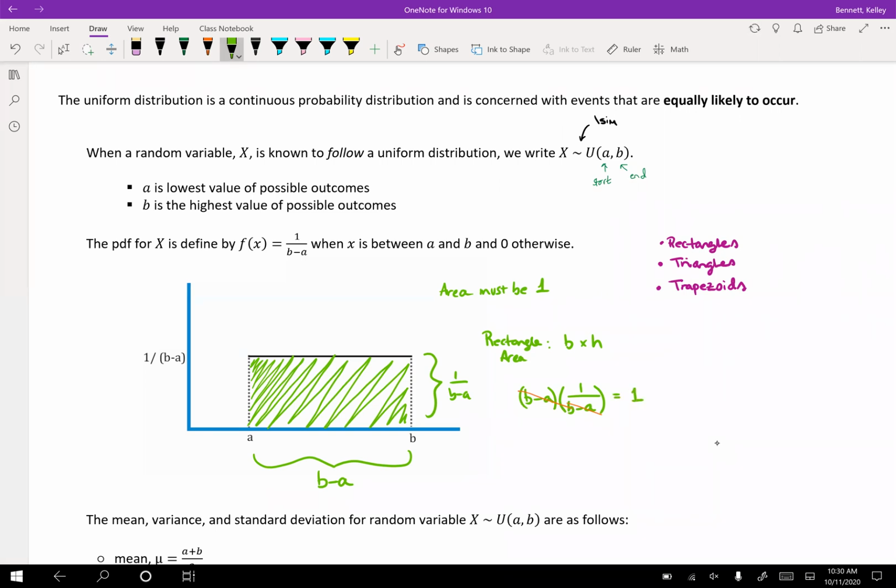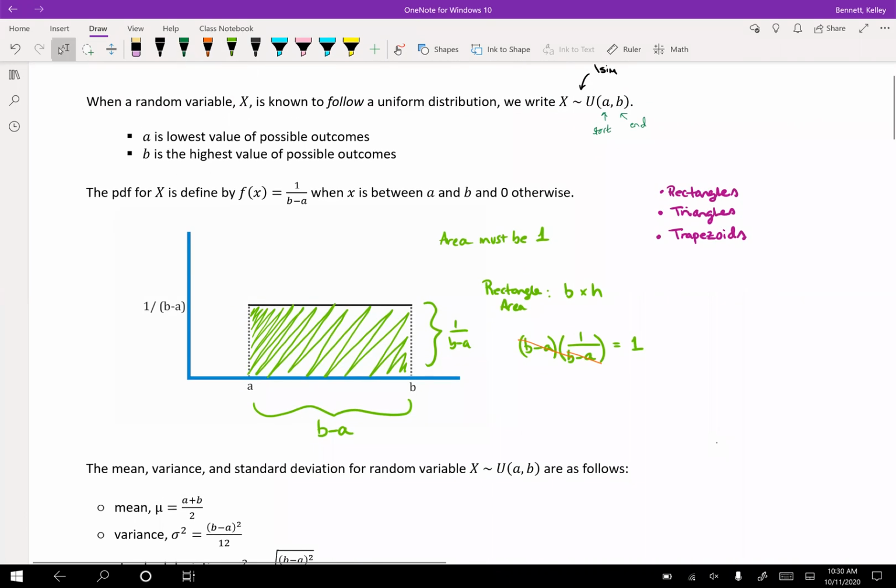Sometimes you're going to be given a uniform distribution, and you may be asked to determine what the height of the PDF is. Like, let's say it's from 5 to 10, what is the height going to be? We'll look at examples like that. The way that we'll compute that is just knowing the area is 1.